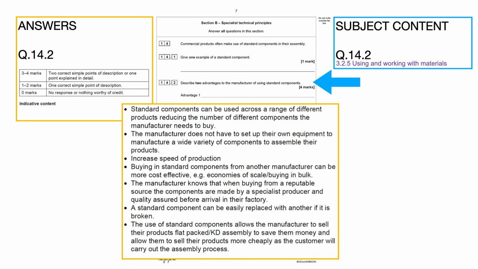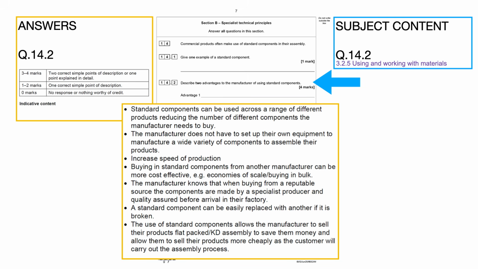Now, 14.2 is asking you to describe 2 advantages to the manufacturer of using standard components. Now, you can have any number of these bullet points and all other valid responses will be credited. Standard components can be used across a range of different products, reducing the number of different components the manufacturer needs to buy. Point 2, the manufacturer does not have to set up their own equipment to manufacture a wide variety of components to assemble their products. Point 3, it increases the speed of production. Point 4, buying in standard components from other manufacturers can be more cost effective. For example, the economies of scale and buying in bulk.